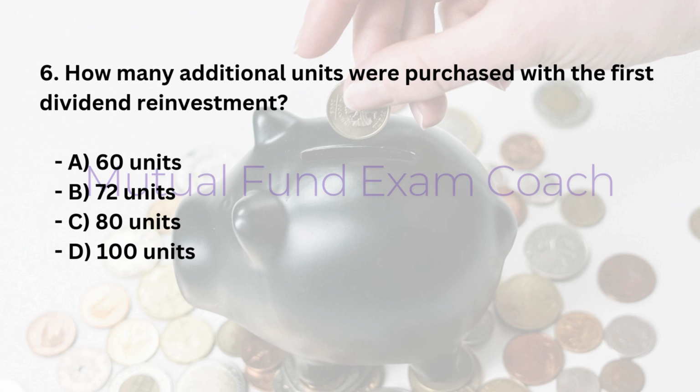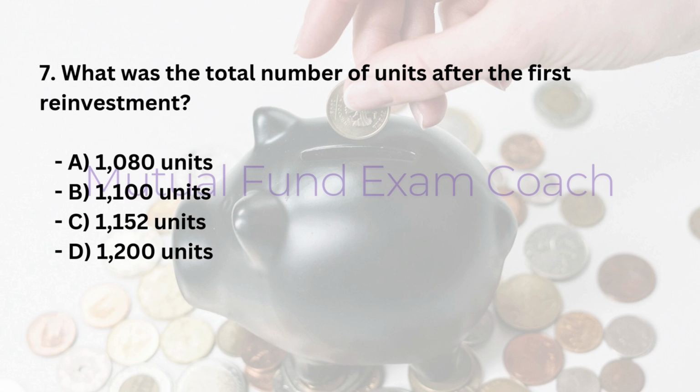6. How many additional units were purchased with the first dividend reinvestment? A. 60 units. B. 72 units. C. 80 units. D. 100 units. Answer: C. 80 units. 7. What was the total number of units after the first reinvestment? A. 1,080 units. B. 1,100 units. C. 1,152 units. D. 1,200 units. Answer: A. 1,080 units.